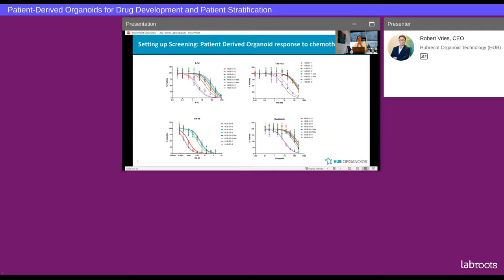So when I have a cohort of patients in the lab, organoids, and I use, in this case for example, 4 different treatments that are used in the treatment of colon cancer, I can have an assumption of how these patients would respond in the clinic.